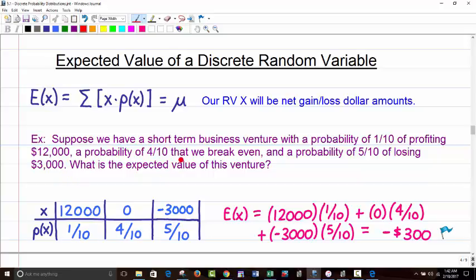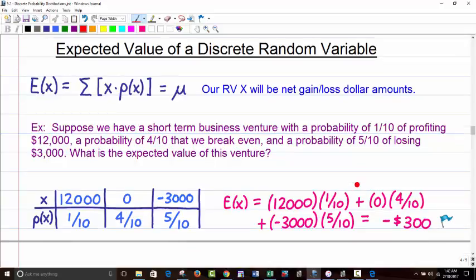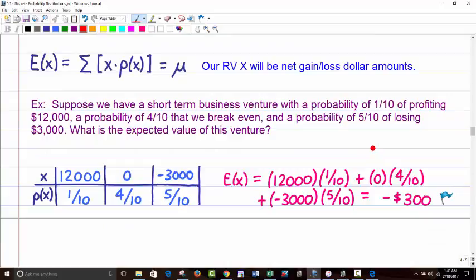So here's the first one, 12,000, with a probability of 1 over 10; 0, meaning we break even, with a probability of 4 over 10; and then the negative 3,000 with a 5 out of 10 chance. So you just take each x times p: 12,000 times 1 over 10, plus 0 times 4 over 10, minus 3,000 times 5 over 10. We get an answer of negative 300.